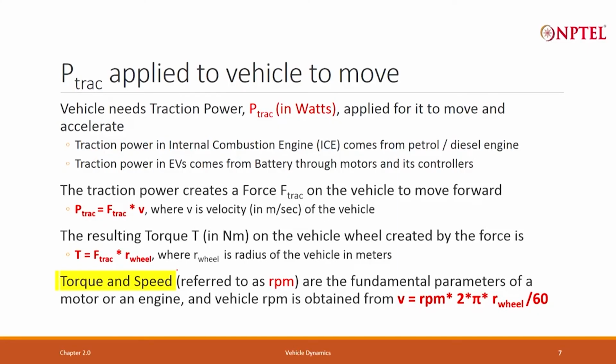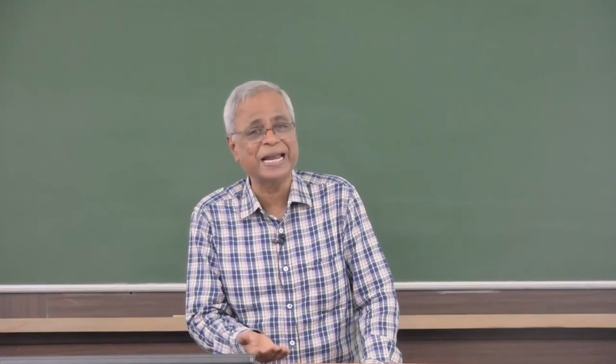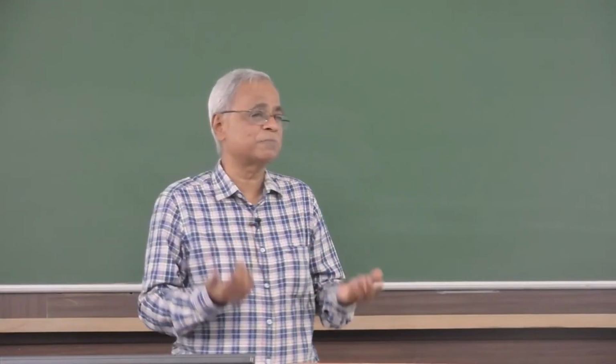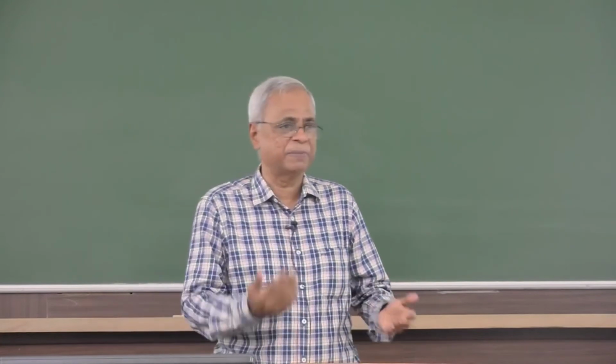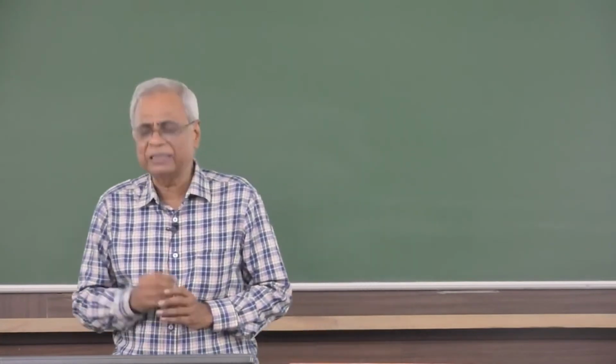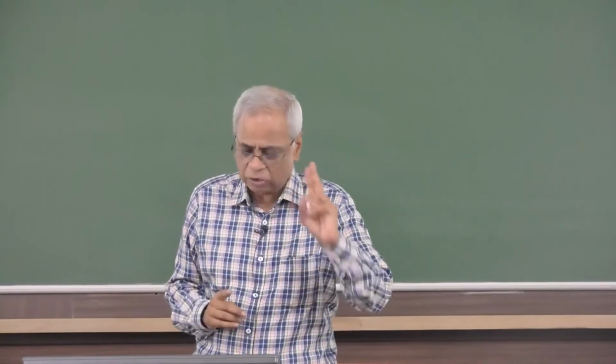So, we will learn throughout the course that traction and speed, and by the way speed for a motor is referred to in RPM, revolutions per minute, revolutions per minute. So, that is how the speed is referred to, while the speed in the units that we will refer to is meter per second, but for the motor it is revolutions per minute, and we will need to convert revolutions per minute into the meter per second. These are the two fundamental parameters, torque and speed.